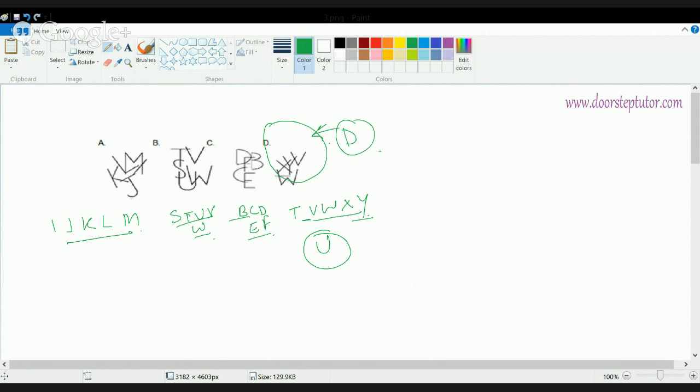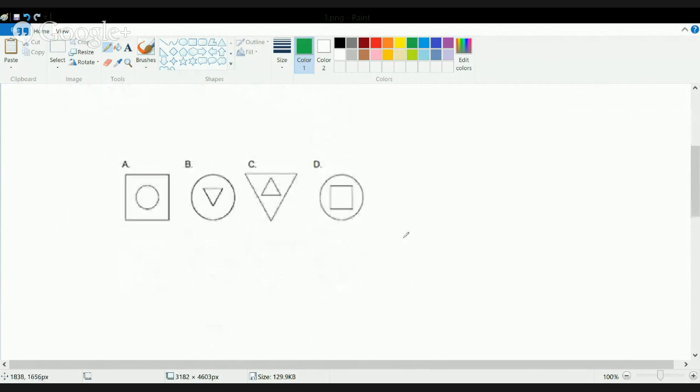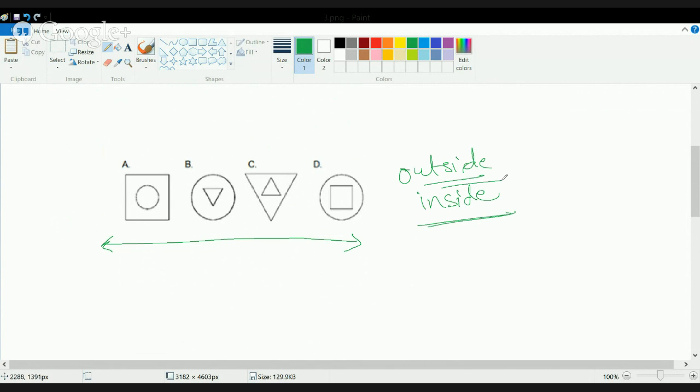Now let's move on to the next question. Let's try to understand. There is a circle within a square. There is a triangle within a circle. There is a triangle within a triangle and a square within a circle. In all of these four, there is one figure that is outside and one figure that is inside. Now how do we find which one is the odd man out? This question goes by a very simple logic.